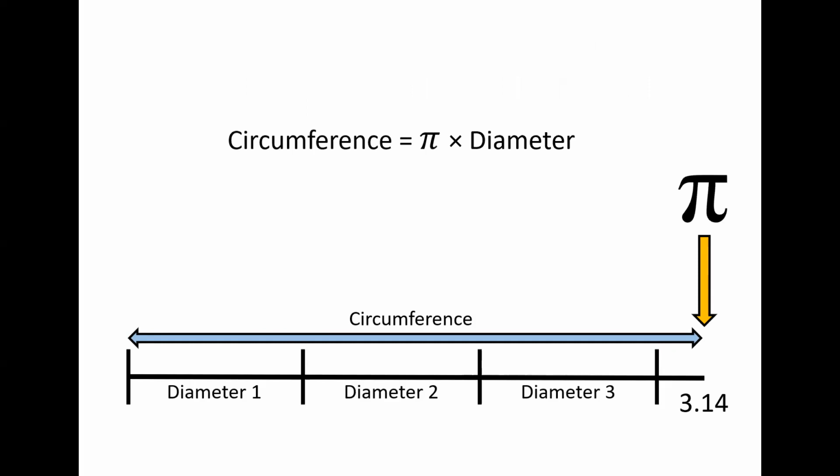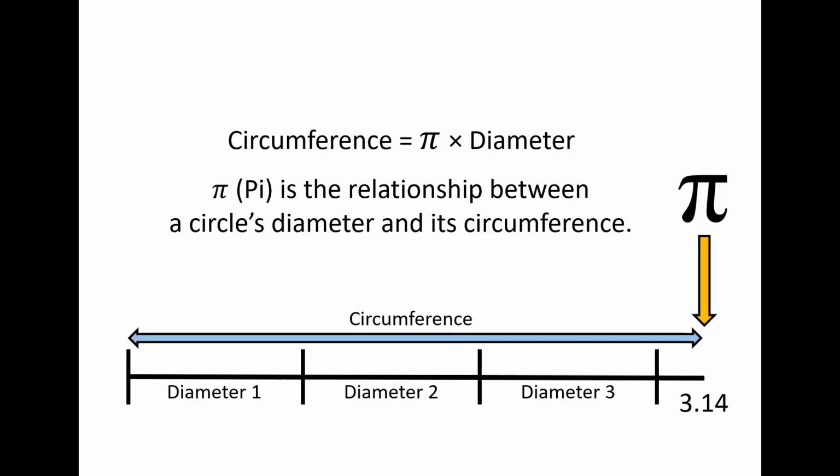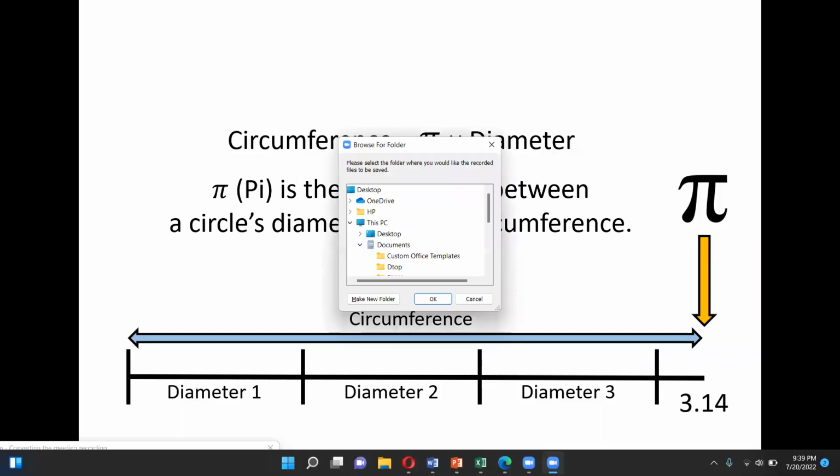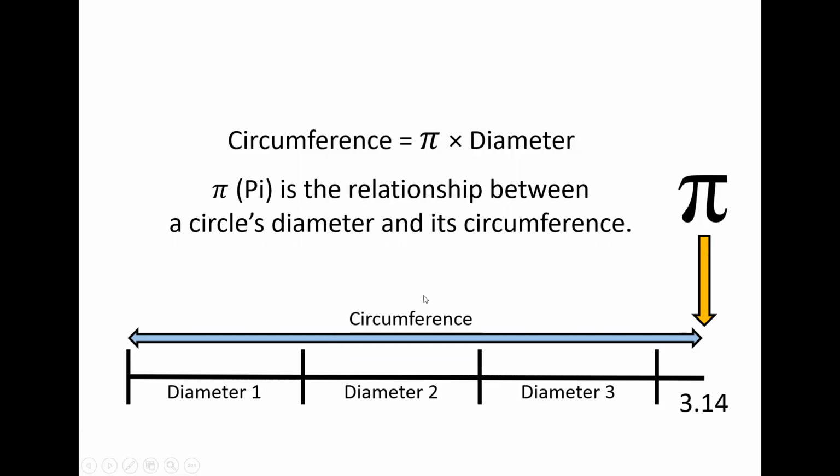So circumference equals pi times d, or pi d. So pi is the relationship between a circle's diameter and its circumference. Okay, right.